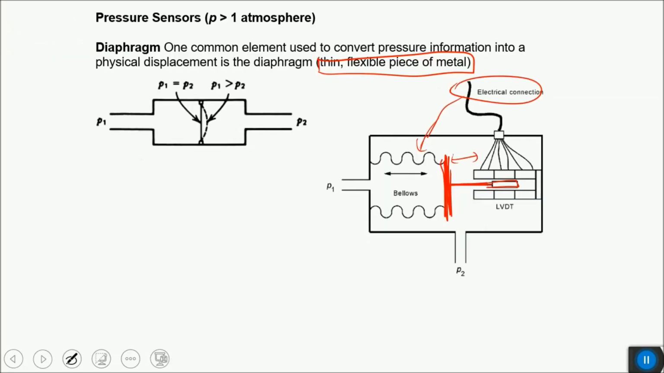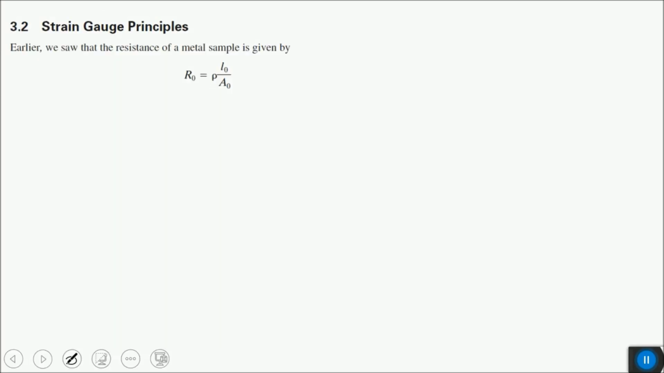For example, in case of this pressure sensor, you can have a strain sensor connected to this diaphragm, and you can measure the strain that is produced in this diaphragm and convert that strain into the pressure. So we are going to discuss these strain sensors in detail: on which working principle they work, and how they are coupled with any system of which we want to measure the strain.